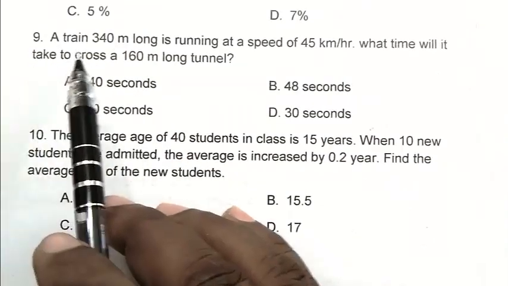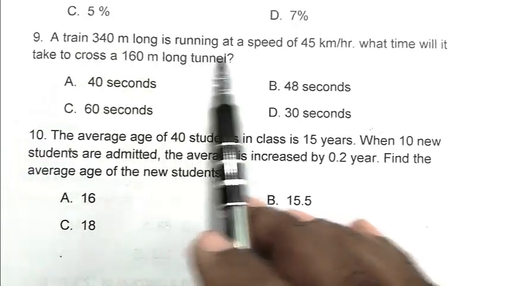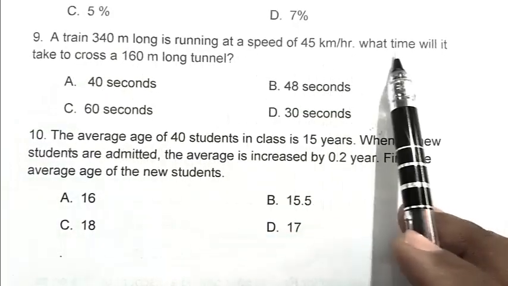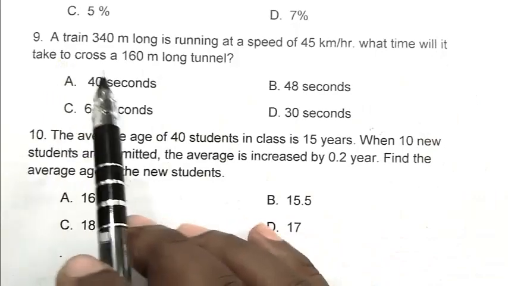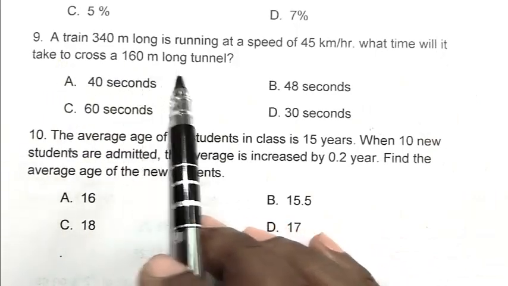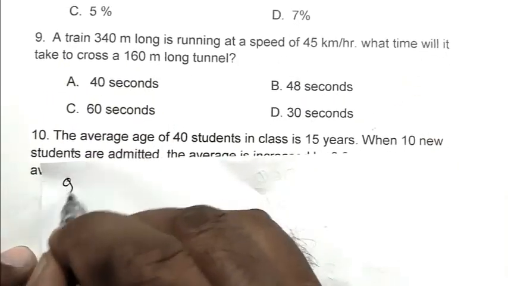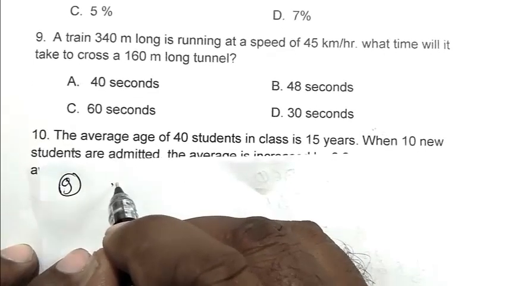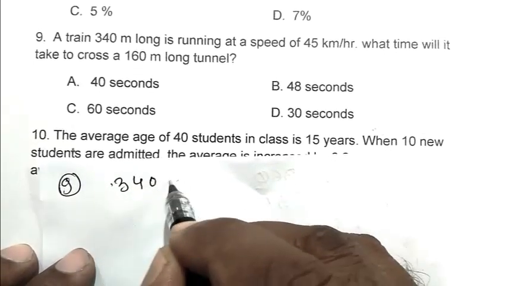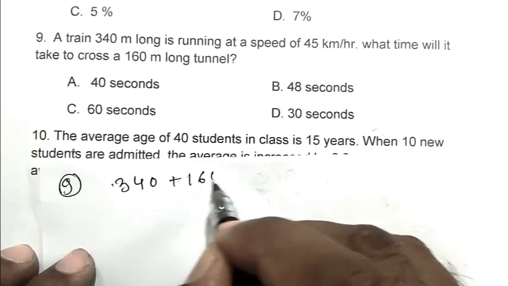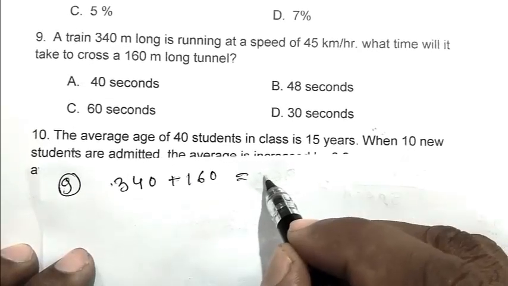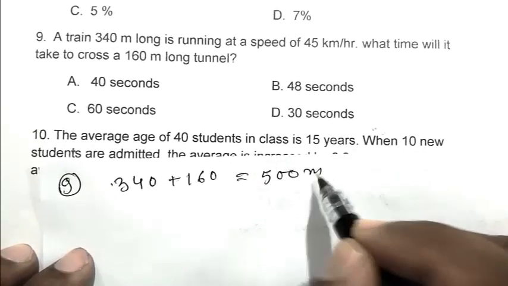Question number 9. A train 340 meters long is running at a speed of 45 km per hour. What time will it take to cross a 160 meter long tunnel? The train has to cover its own length, that is 340, and the tunnel length, that is 160. So it becomes 500 meters.